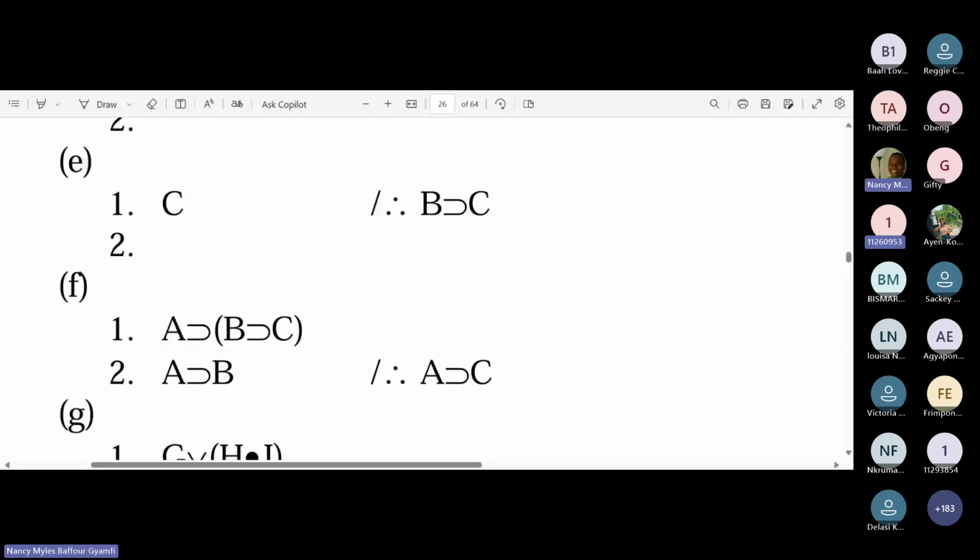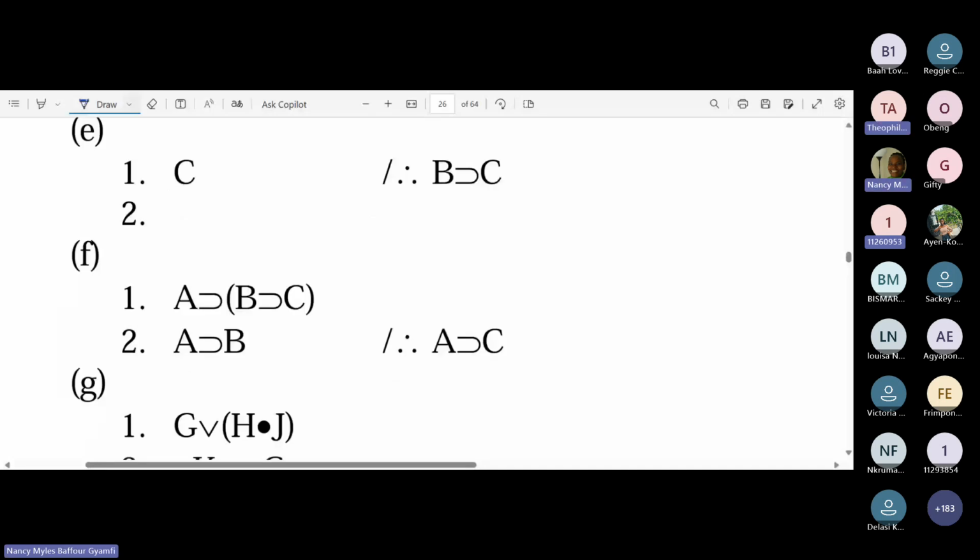Then you are being asked to prove, therefore, B, then C. What is the antecedent of this conclusion that you are to prove? B. So by conditional proof, you will have your line 1, which is a C.